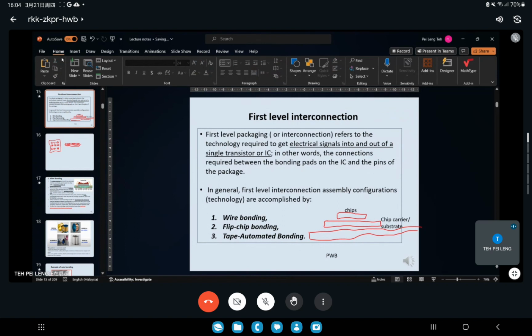Okay, can you understand this one? Can you follow? Yes.